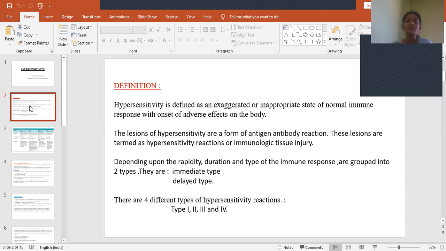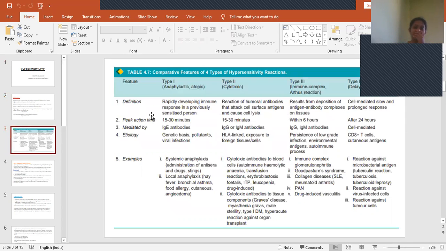Okay. Again, these were further classified into four different types depending on their mechanism, etiology, and other factors. They are type 1 hypersensitivity reaction, type 2 hypersensitivity reaction, type 3 hypersensitivity reaction, and type 4 hypersensitivity reaction. In this table, there are differences between all these four types of hypersensitivity reaction. But before going into this table, first we have to know in detail each and every type of hypersensitivity reaction.